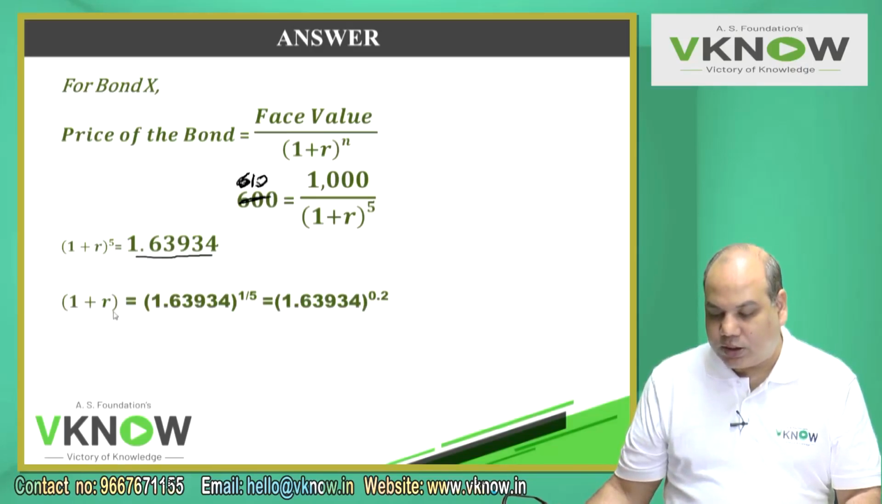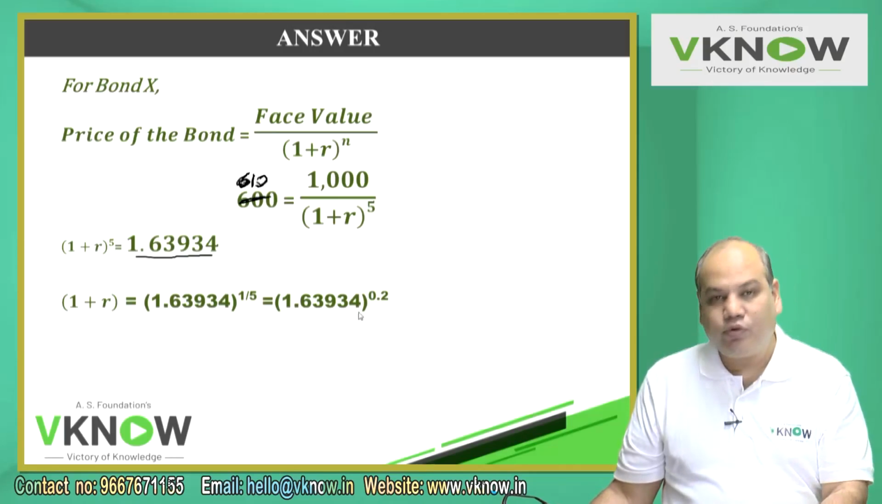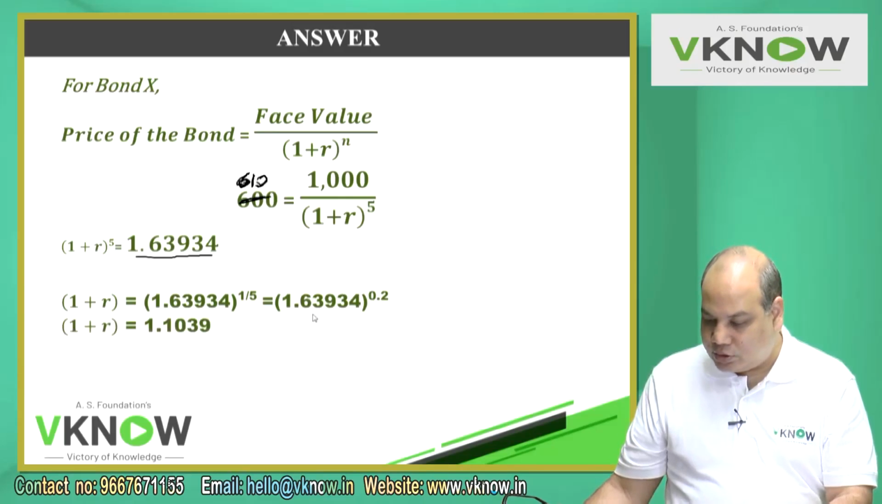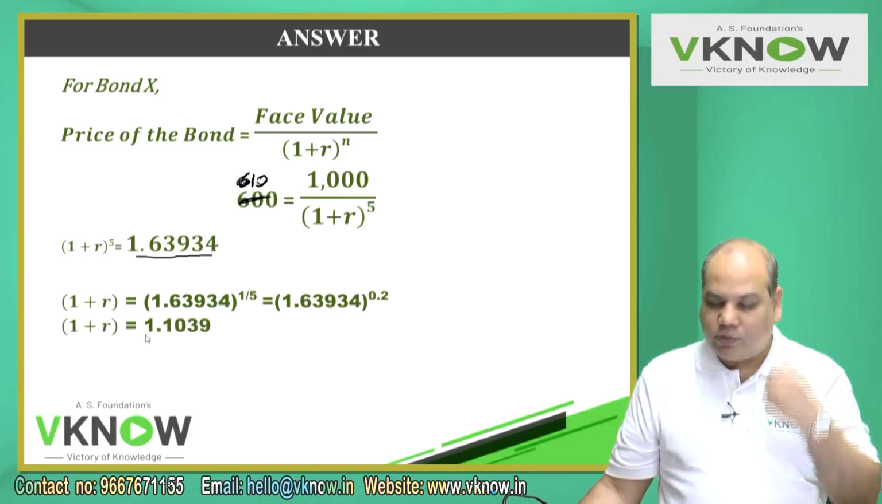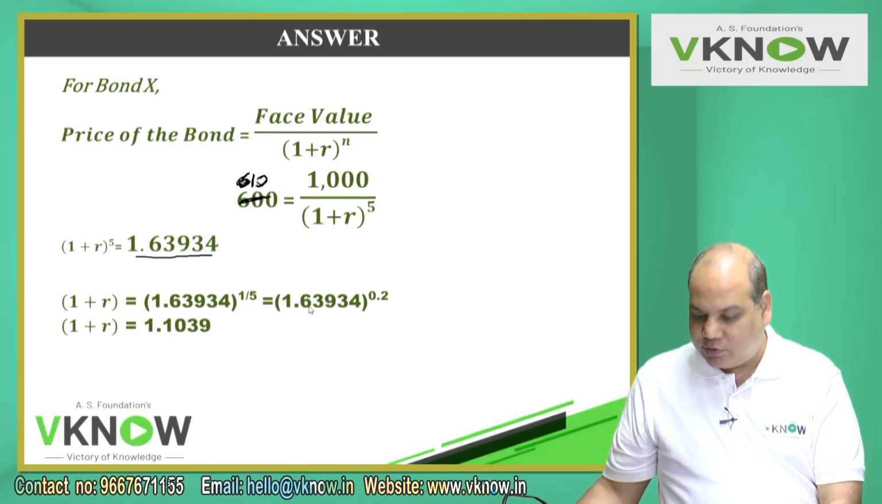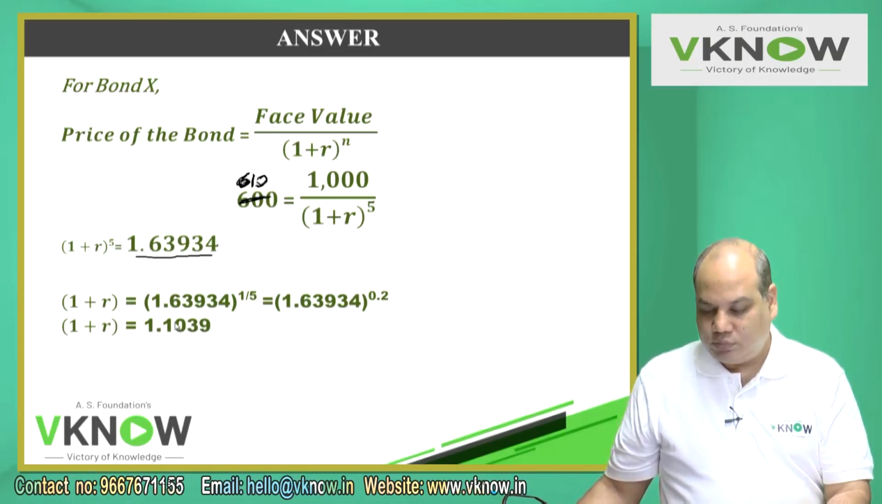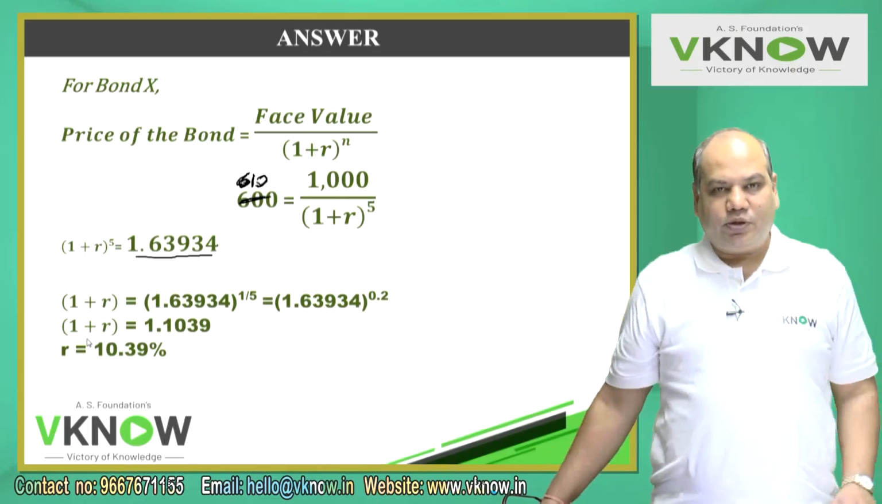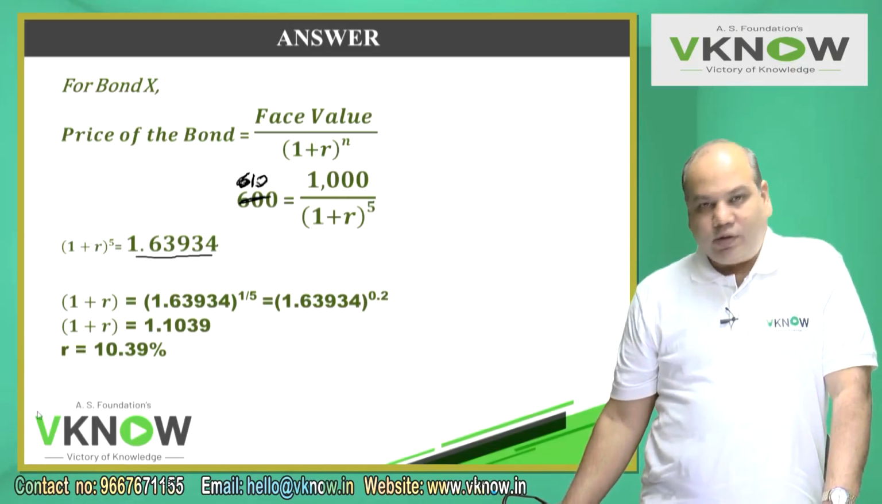So that will become 1 plus r is equal to 1.63934 to the power 1 by 5. To get the value of 1 plus r, you have to take the fifth root of this number, which is equal to 1.63934 to the power 0.2. Now the question has given you the value of this number. So the value of this number is 1.1039. Therefore 1 plus r is equal to 1.1039. This factor is given, otherwise you can also calculate. So what is your value of r? The value of r is 10.39%. Is it right? So bond X I have solved.